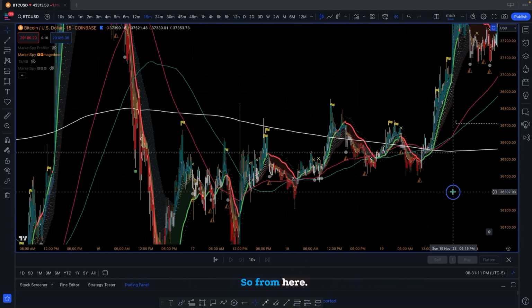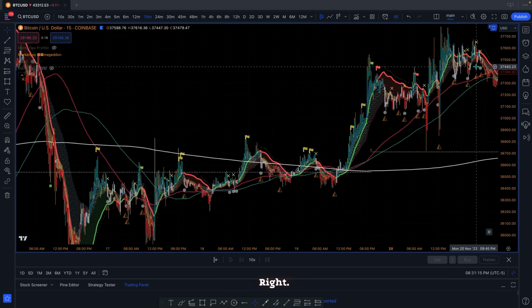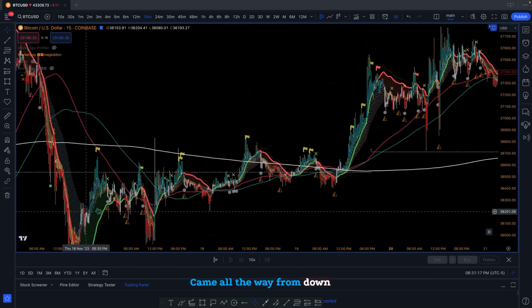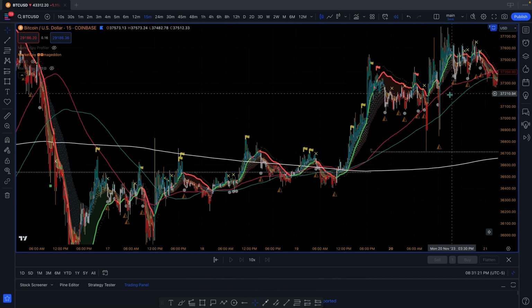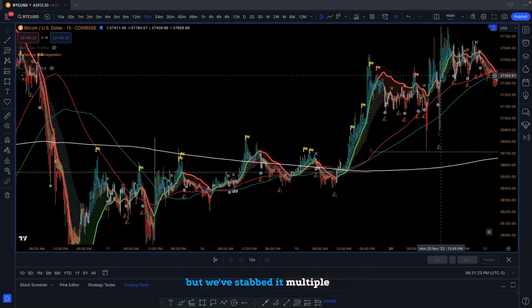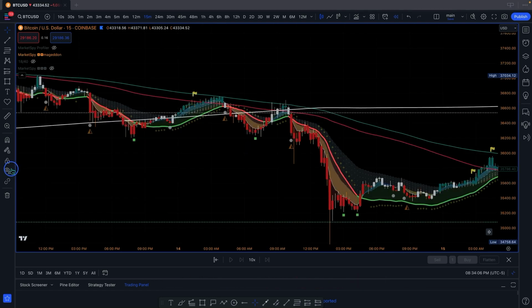So from here, we're already way up here, right? We came all the way from down here, didn't catch any of this. Now we're way up here. We're still above EQ3, but we've stabbed it multiple times, exhausting the buyers. And this is our 9th push to get out of here. And then we have another example of an A tier setup.